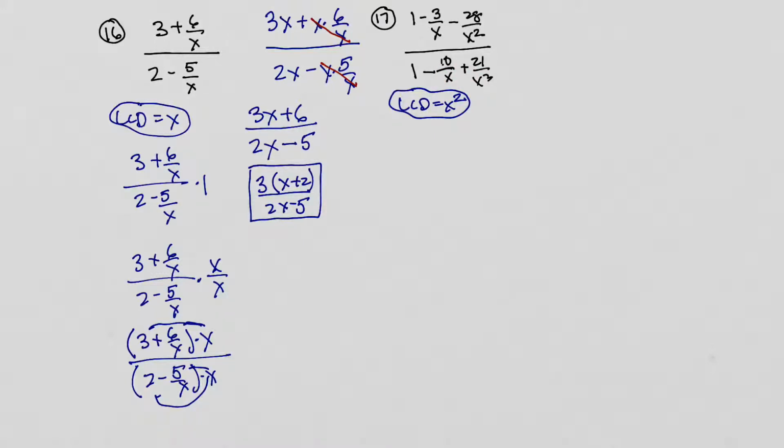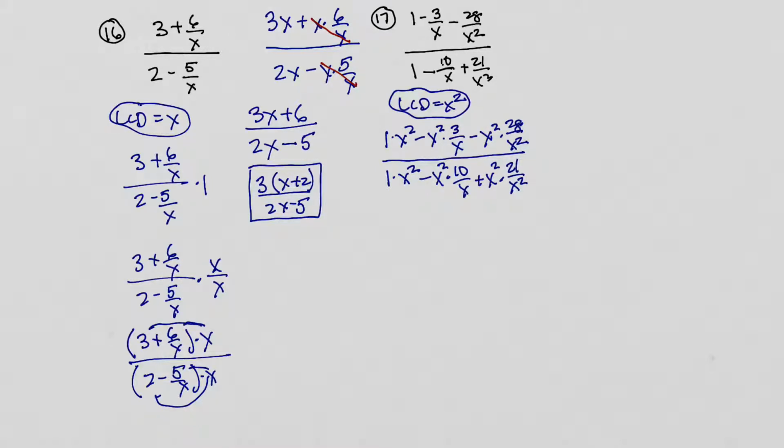Let's do it. So we'll get 1 with the x squared, minus, let's put the x squared here in the middle next to the 3 over x, and then minus the x squared next to that 28 over x squared. Let's go to the denominator and put the x squared next to each one of those terms: 1 times the x squared, minus the x squared next to the 10 over x, plus the x squared next to the 21 over x squared.